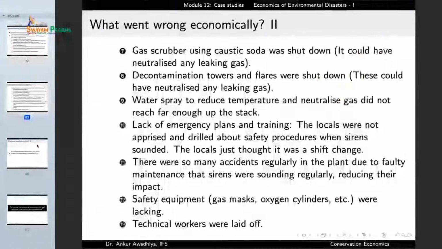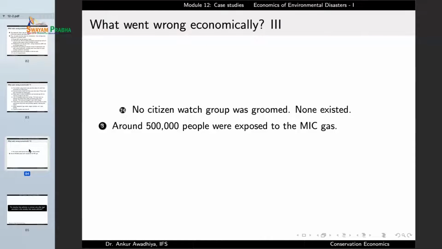Now, these non-technical staff would hardly know what to do in such a dire situation. And no citizen watch group was groomed and none existed. Again, when we talk about stakeholders, this was the level of stakeholder participation.